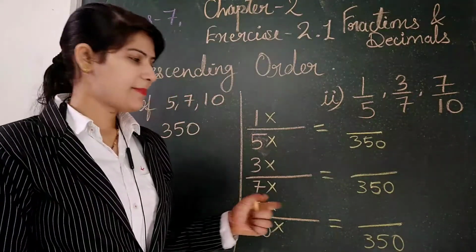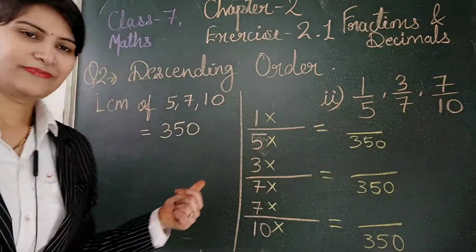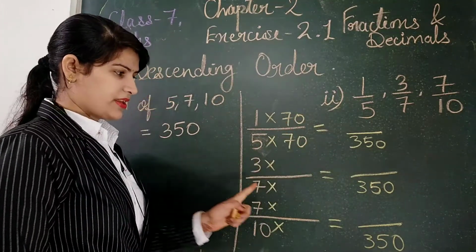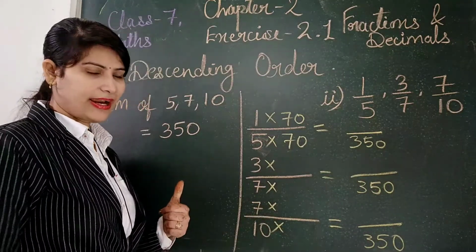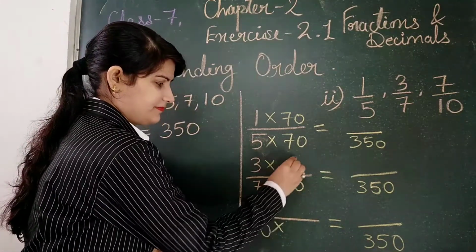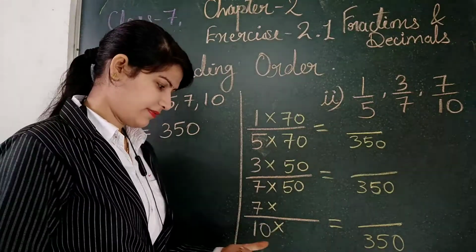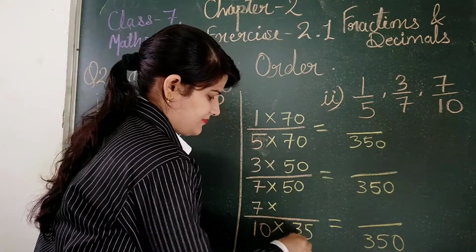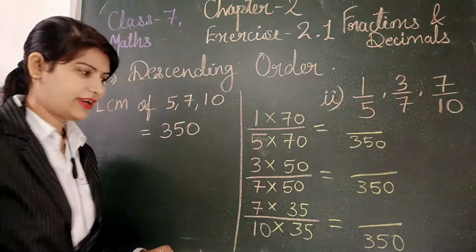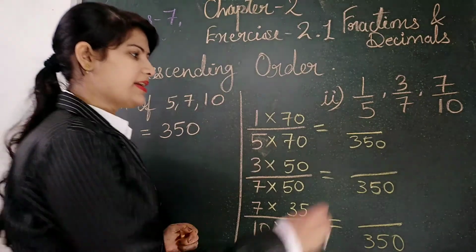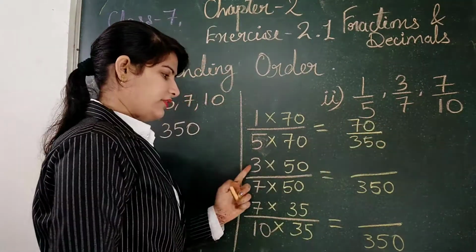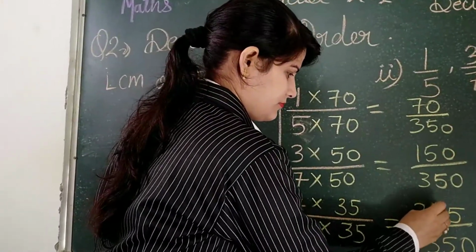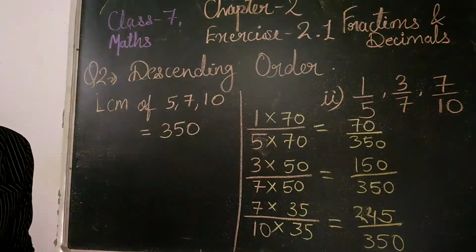Now next step, 350 divided by 5. You will get 70. 350 divided by 7. You will get 50. 350 divided by 10. You will get 35. Right. Now 1 into 70 is 70. 3 into 50 is 150. 7 into 35 is 245.